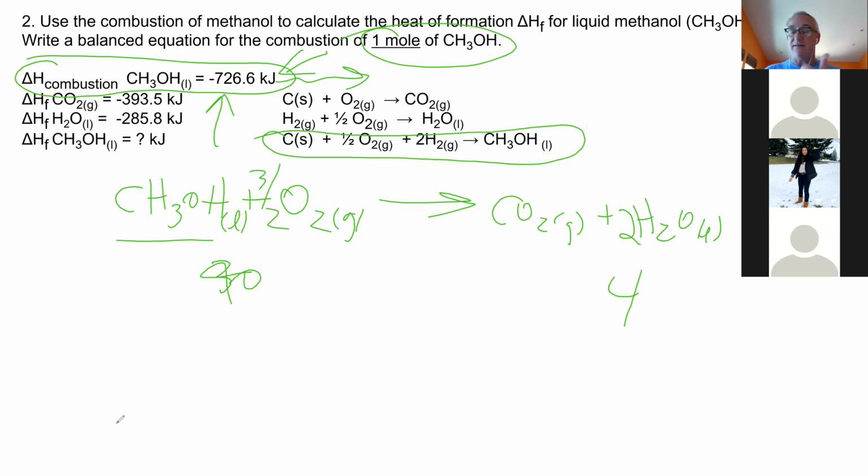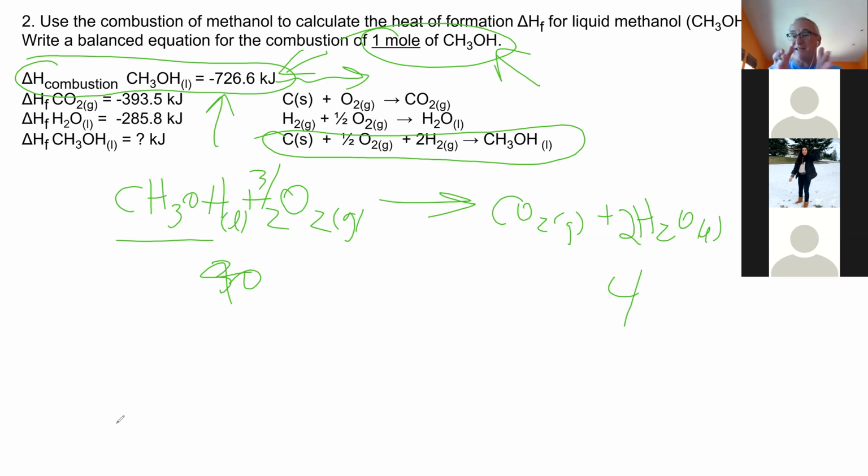But this is unique in the fact that we have to have 1 mole of methanol, and 1 mole of methanol only. And so because of that, we can leave a 3 over 2 there. So what that means is that for every mole of methanol, I need 1.5 moles of oxygen gas to combust it all. That's all that means, okay?